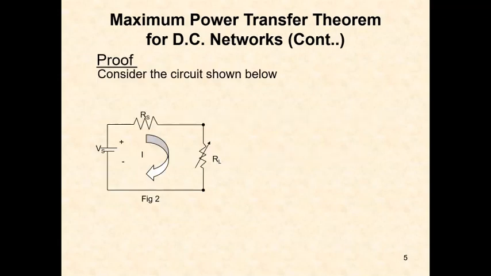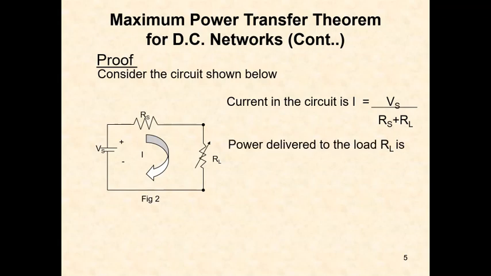This is the circuit. Suppose a voltage source Vs with internal resistance Rs is connected to load RL. The power transferred to the load is maximum when Rs is equal to RL. That is the statement. Now we want to prove the theorem. Take this circuit, where Rs is the circuit resistance and RL is the load resistance. The current in the circuit is I equal to Vs by Rs plus RL.